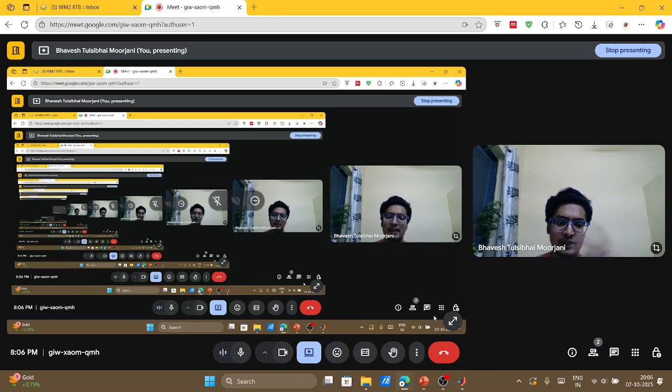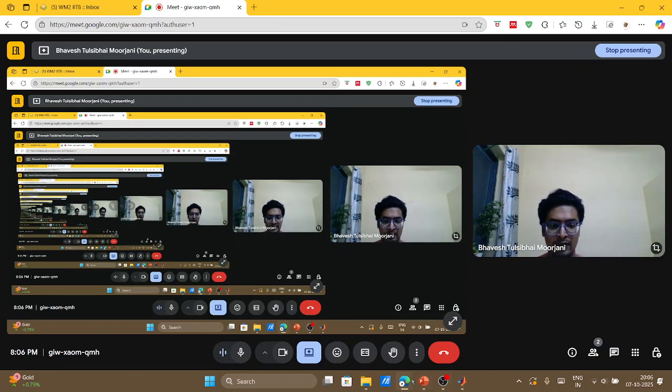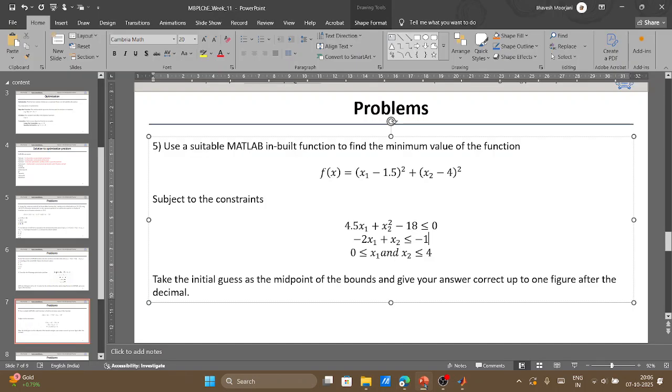So basically what I'm saying is that you have to visualize this problem. What this problem says is that you have this equation. This is nothing but an equation of a circle, right, with center at 1.5 and 4, right? Then you have four inequality constraints. If you put this, this will represent a line, this will represent a line, this is representing a line, and this is some parabolic part, right?